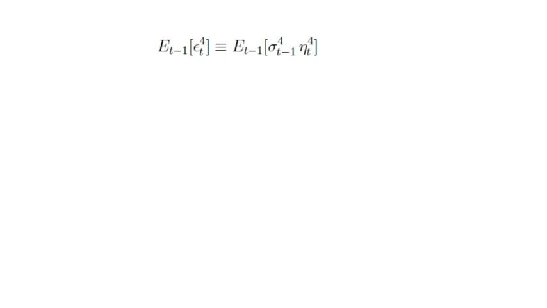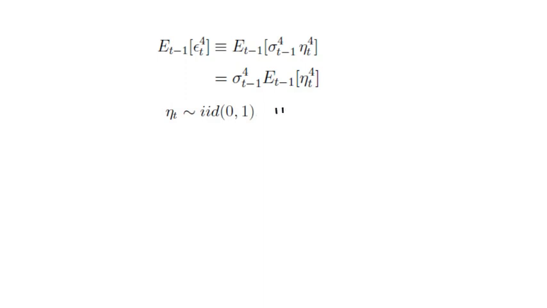Now, sigma t minus 1 to the power of 4 is measurable as of t minus 1, so we put that outside of the expectation operator, and we end up with: the expectation of epsilon to the power of 4 at time t, conditional on t minus 1, is sigma to the power of 4, t minus 1, times the conditional expectation of eta t to the power of 4. Now, in order to compute the fourth moment of the fundamental shock eta t, we need to know which statistical distribution eta follows. As of now, we just assume that eta is an IID (0,1) process.